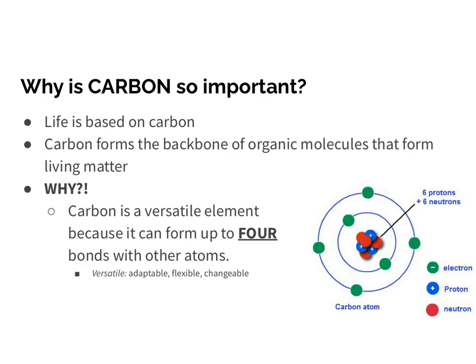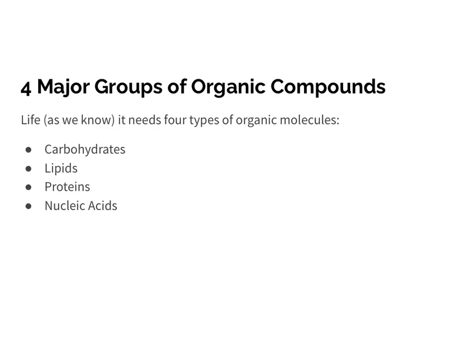Why is this? Well, carbon is a versatile element because it can form up to 4 bonds with other atoms. This makes it very unique among other elements because it can bond in virtually limitless ways with elements such as hydrogen, oxygen, nitrogen, sulfur, and other carbon atoms. This makes it very adaptable, flexible, and changeable.